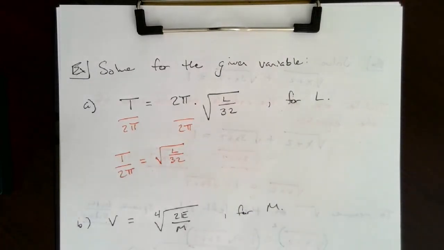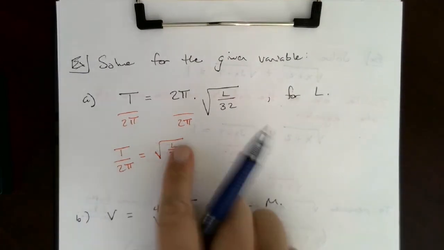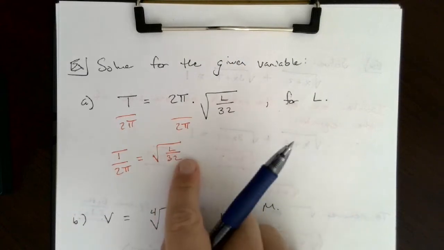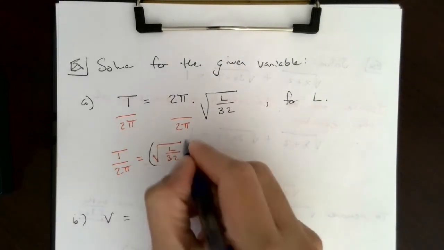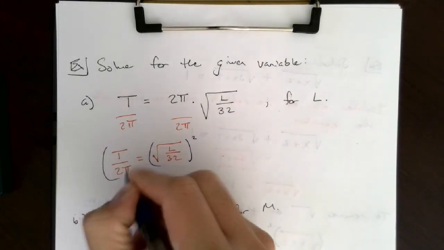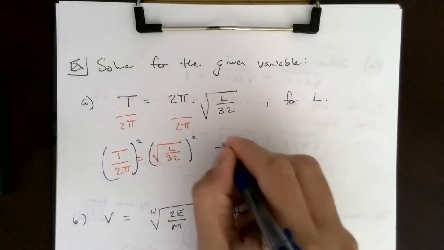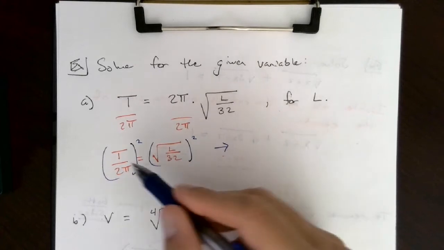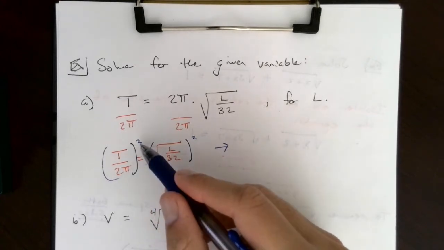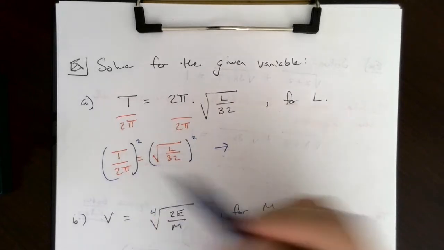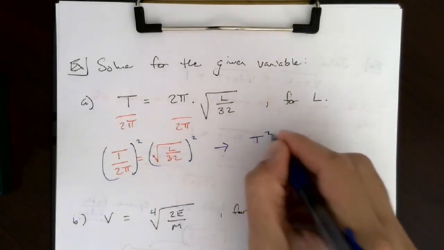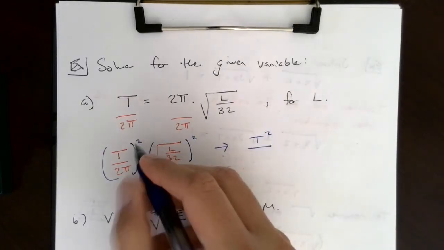And then to solve this, I want to get L out of this root. I have to get inside of this root, in other words. Well, how do I get inside of a square root? Well, I have to square this side. But if I square this side, I also have to square this side. So what I'm left with here is t over 2 pi, the quantity squared, which really means square the t and square the 2 pi. So we'll end up with t squared over 2 pi squared.